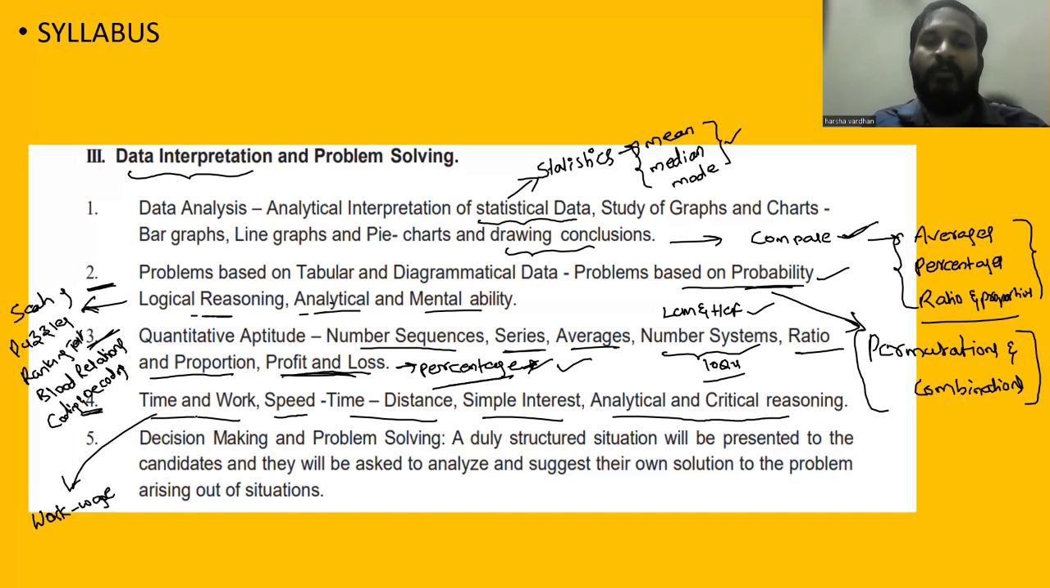Don't think that only questions from time and work will be asked. Definitely, you will include the wages also, so that the question becomes a little bit lengthier. We will see the questions only from time and work, as well as the questions from all three, time, work and wages: how the questions will be related and how we need to solve them.